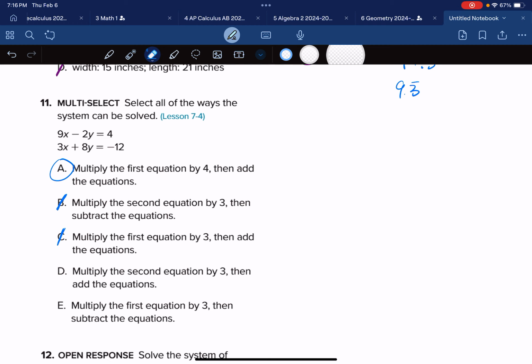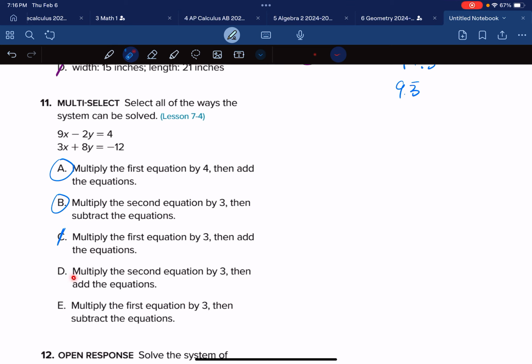I'm realizing that this says the exact same thing as B. This one says add, this one says subtract. Subtract means that we multiply everything by a -1, and suddenly 9 minus a 9 makes a lot of sense. Therefore, B is one of the answers. I have to read correctly, don't I?